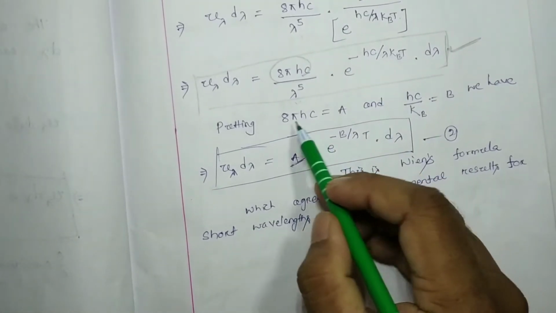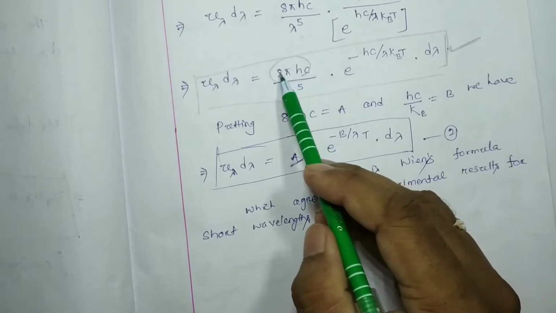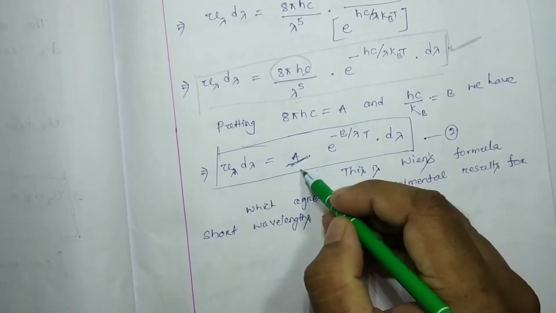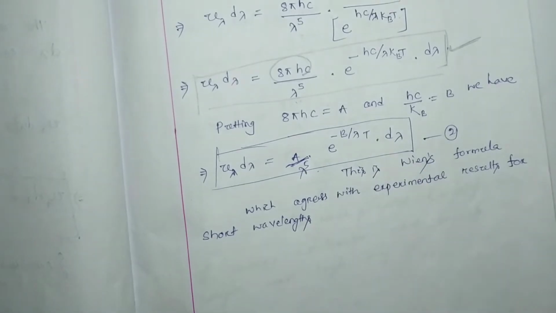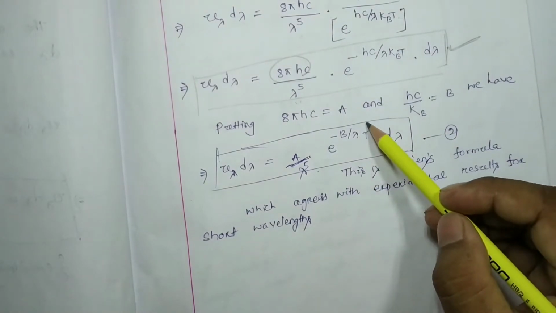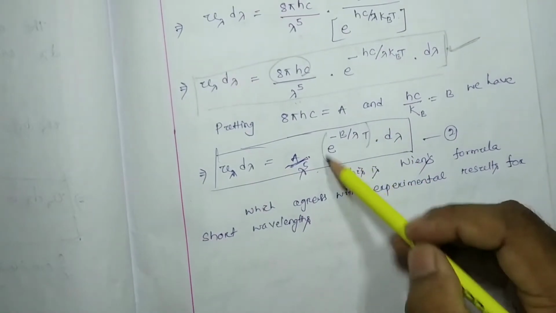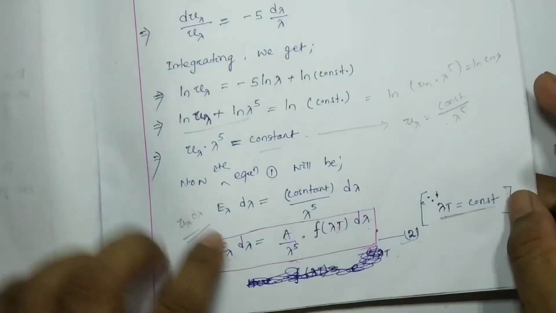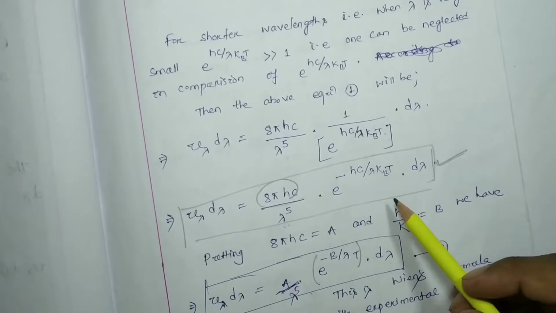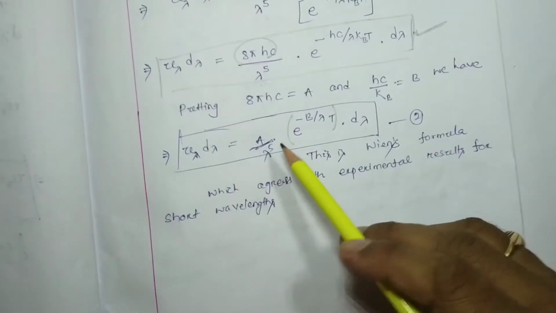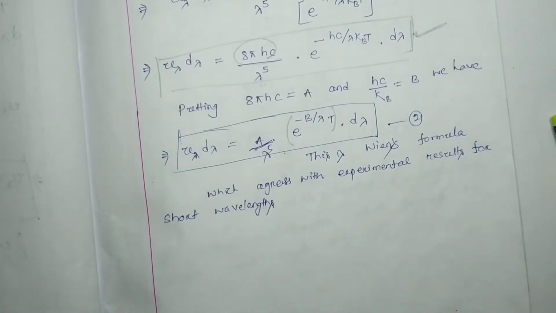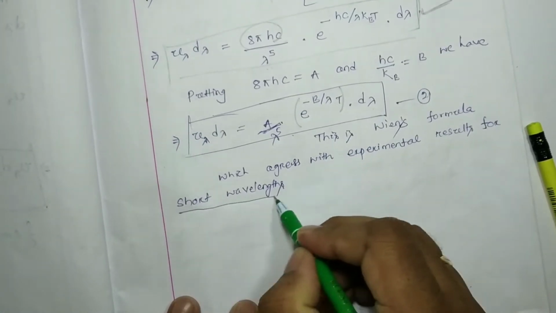Here 8 pi sc is considered as a. So this will be u lambda d lambda equal to a by lambda to the power 5, and here it will be e to the power minus b by lambda T. So this is nothing but your function of lambda T into d lambda. Hence from Planck's radiation law we derive Wien's distribution law, but it works on the shorter wavelength side.